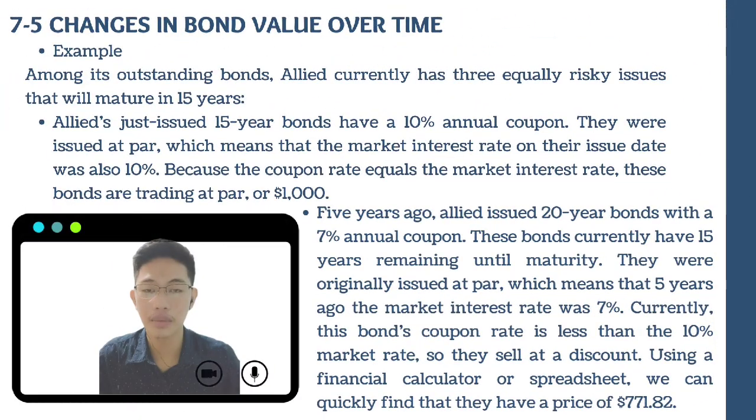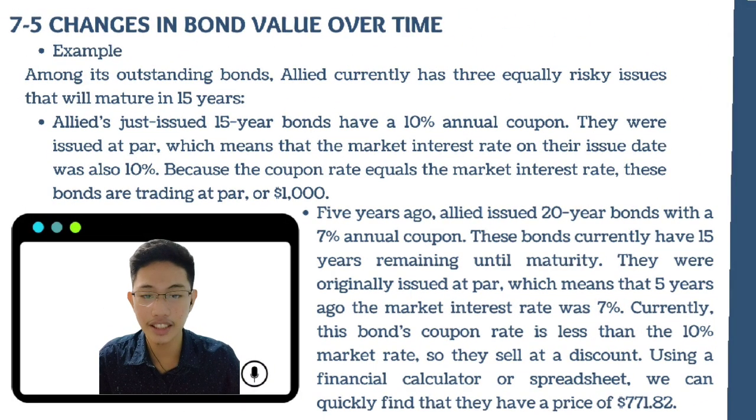So here are some examples of the changes in a bond's value over time. For this example, there are 3 equally risky issues that will mature in 15 years. First is a 15-year bond that has a 10% annual coupon. They were issued at par, which means that the market interest rate on their issue date was also 10%. Because the coupon rate equals the market interest rate, these bonds are trading at par, or $1,000.